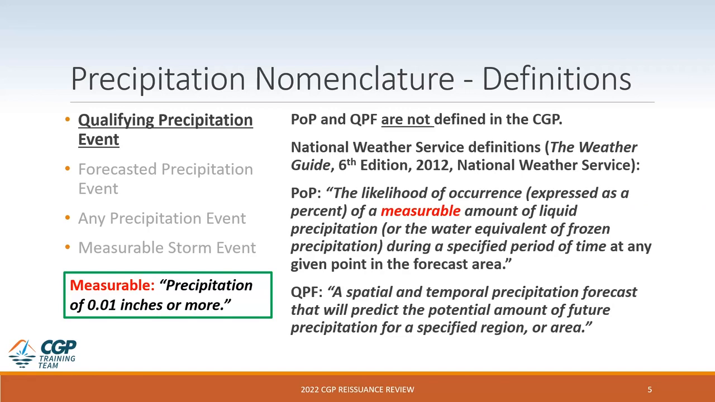The POP, or probability of precipitation, is the likelihood of occurrence, expressed as a percent, of a measurable amount of liquid precipitation or the water equivalent of frozen precipitation during a specified period of time at any given point in the forecast area. And in the context of the National Weather Service, measurable means precipitation of 0.01 or 1/100th of an inch or more of rain. The quantitative precipitation forecast, or QPF, is a spatial and temporal precipitation forecast that will predict the potential amount of future precipitation for a specified region or area.